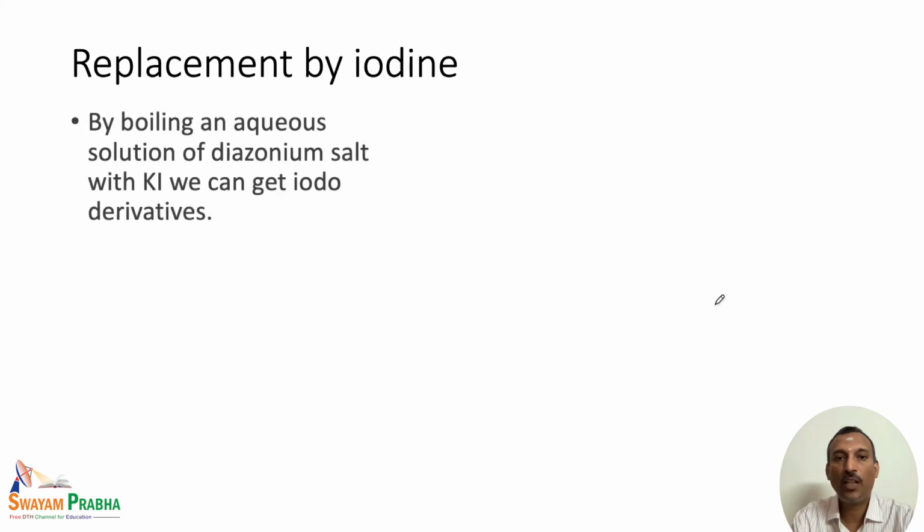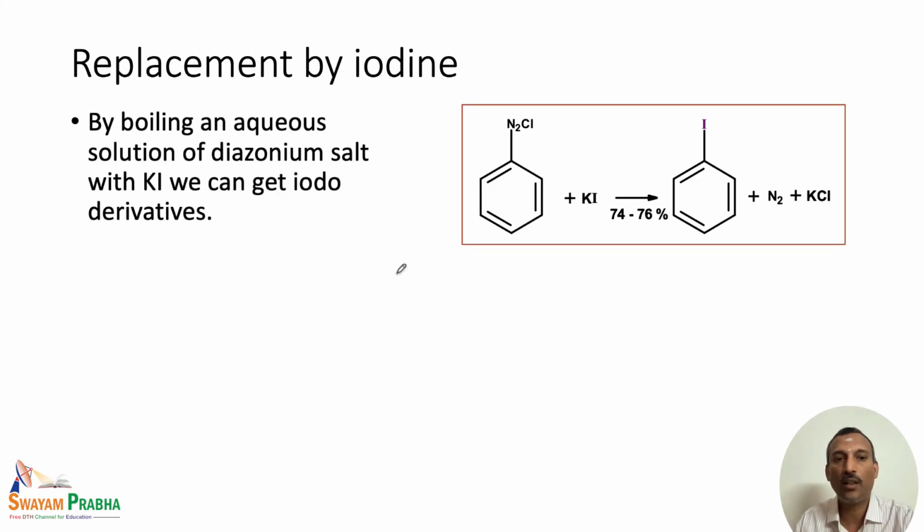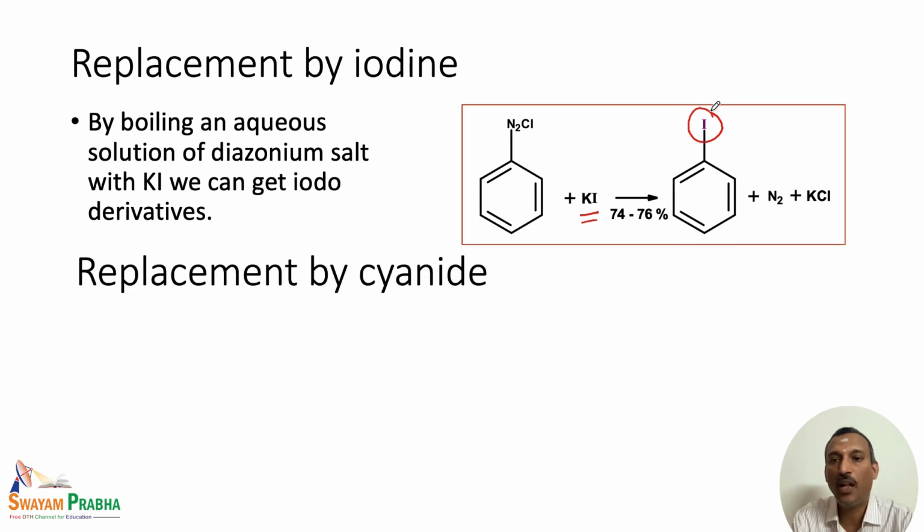The next one is replacement by iodine. Here, by boiling this diazonium salt with potassium iodide, we produce the corresponding iodo derivative. This is a simple substitution reaction. The nitrogen is lost and the corresponding group is replaced by the iodine atom.